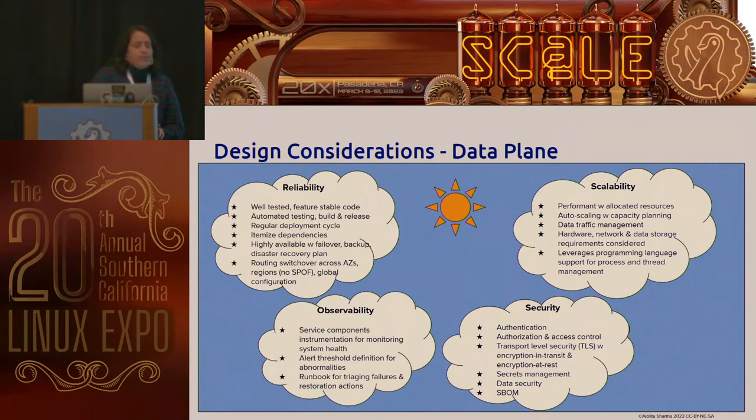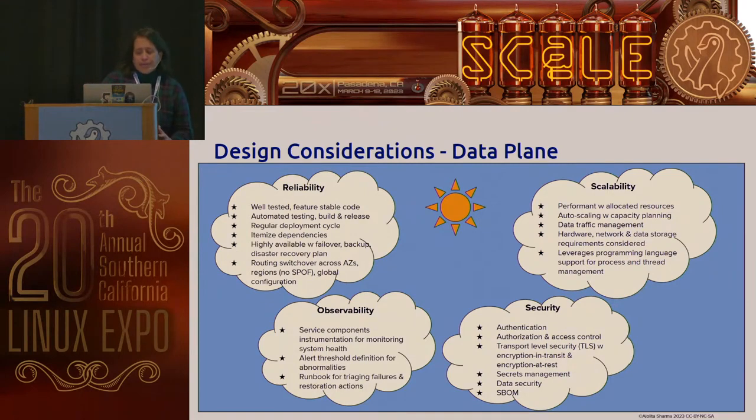And last but not least, global configuration, so that if you're operating a service globally, where you have a collection endpoint available in, say, US East, Dublin, and Singapore, you have the same switchover and the configurations available across these regions, right? So reliability is an important area to consider in your design for your data plane, so that the service is extendable and reliable.